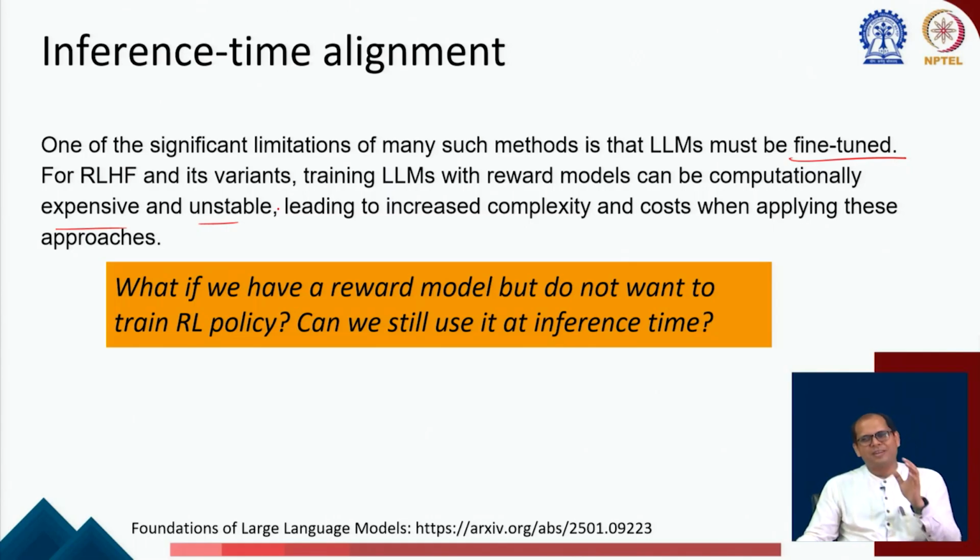Suppose I have a simple reward model that I have not trained, but I know. Say somebody else has trained it, and I directly want to use that. Or it's a very simple reward model that can give some scores. Maybe I have a verifier that can say this is good, this is not good. So I have a reward model, but I don't want to train an RL policy. What can I do? Can I do something at the inference time?